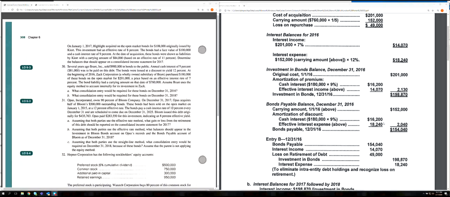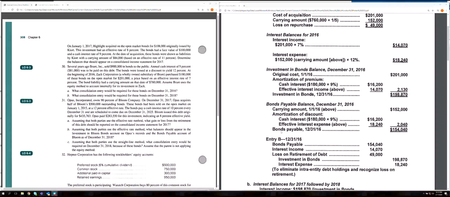So every time we do this entry where we record the interest income and then amortize the premium, the carrying amount of the investment should be getting smaller. It should be getting closer and closer to 180. And you can see that it is, right? It's now down to 198,870. So that's the investment balance that has to be removed as part of the consolidation.